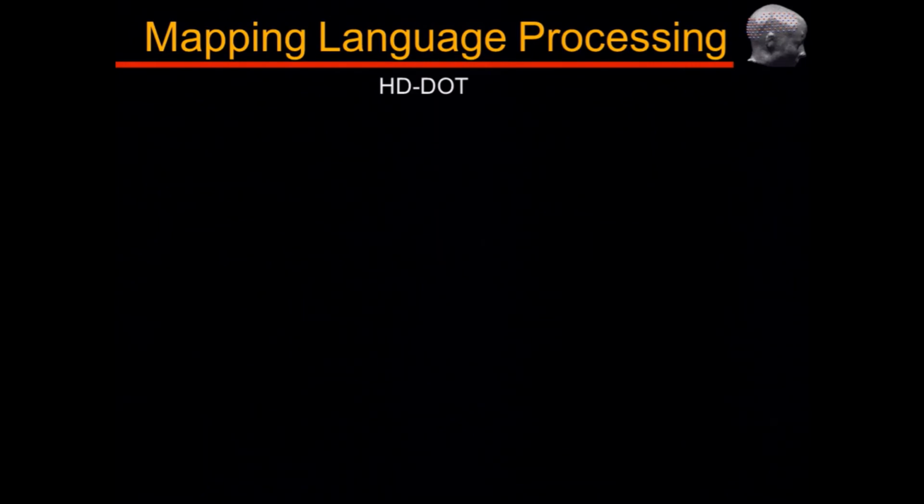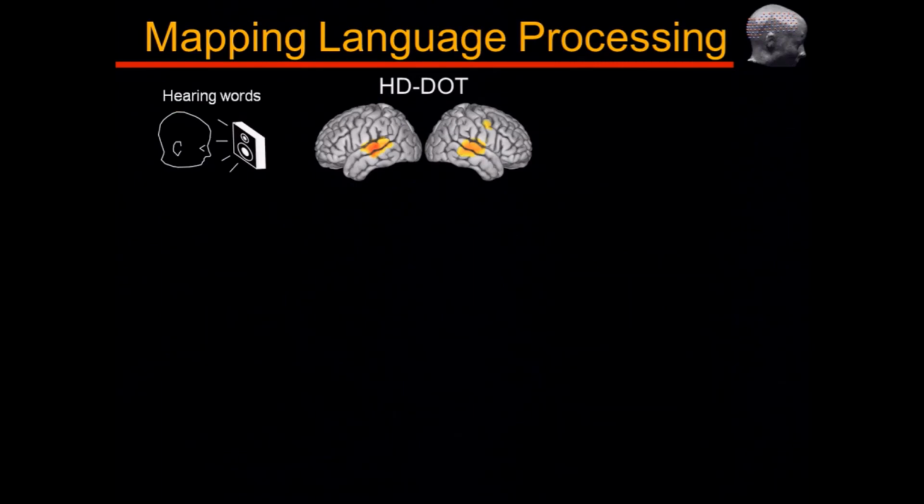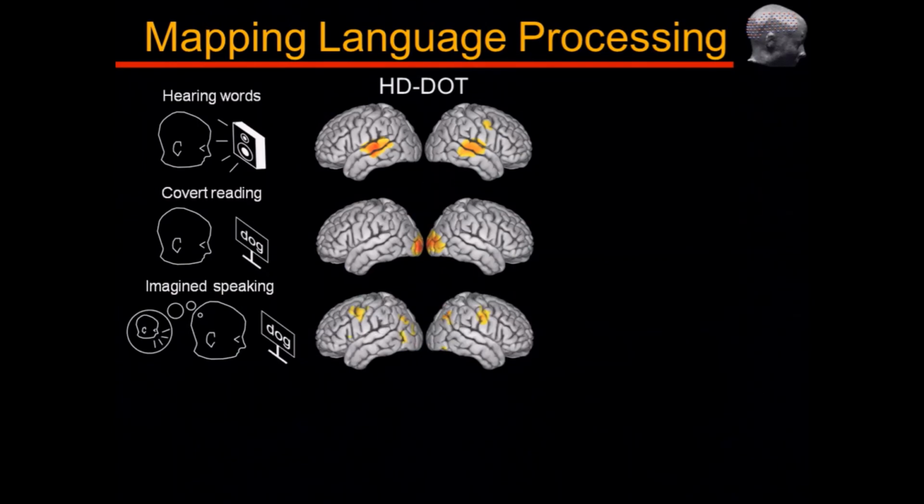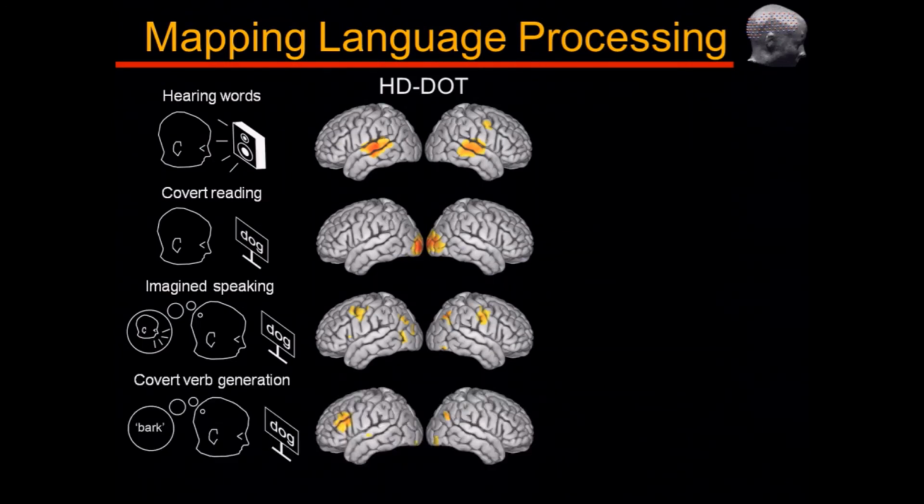So in terms of looking for higher order distributed brain function, we started looking at language processing. There's a hierarchy to the way the brain processes language, and we can map it out with different types of tasks. We can have people hear words, we can have them do covert reading of words, we can have them imagine speaking words. So here they're just looking at a word, saying it to themselves internally, so they're not speaking out loud. And finally, we can have them do covert verb generation.